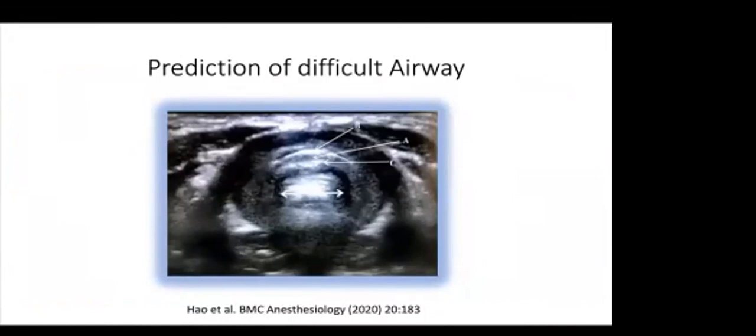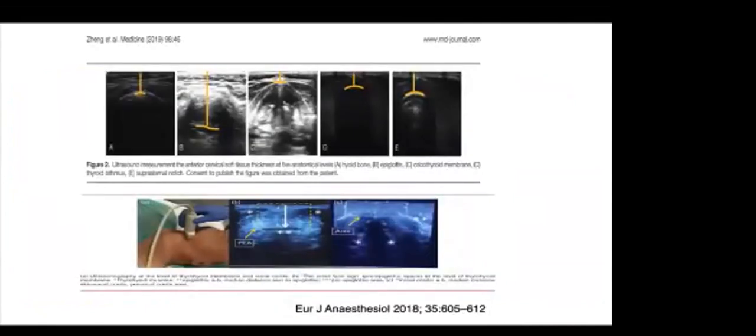There is growing evidence for the use of ultrasound to predict difficult airway. This is done by identifying the cartilaginous structures and measuring the depth of adipose tissue from the skin. As I said, the evidence is not that strong at the moment, but it is growing, and hopefully in future, we would be able to use ultrasound to accurately predict difficult laryngoscopies and intubations.